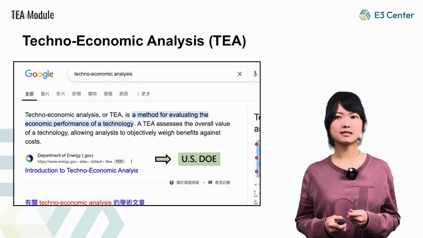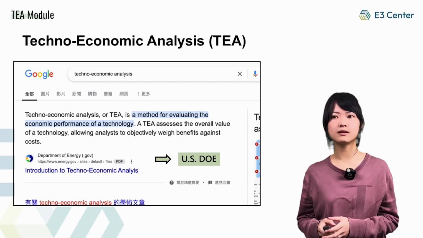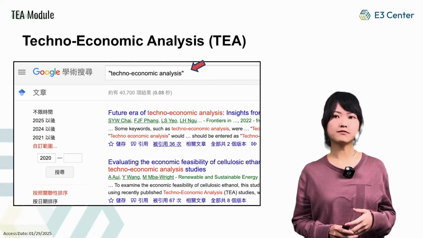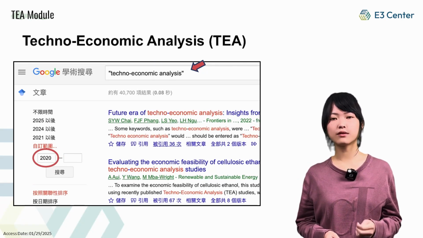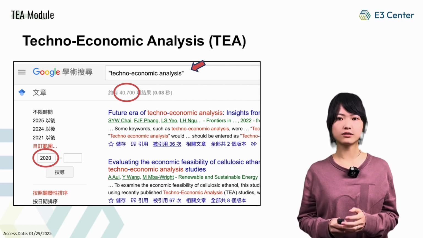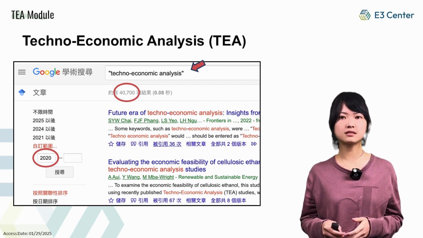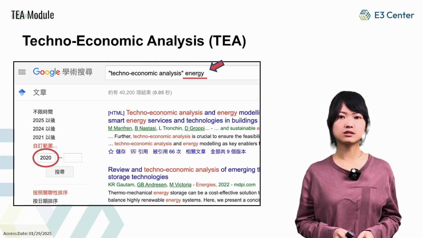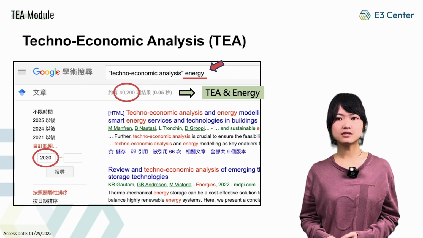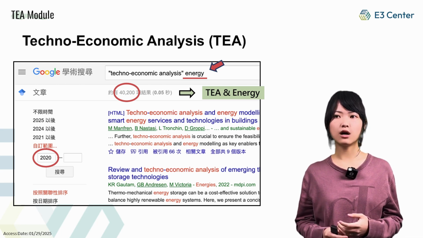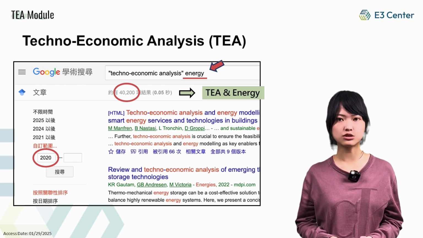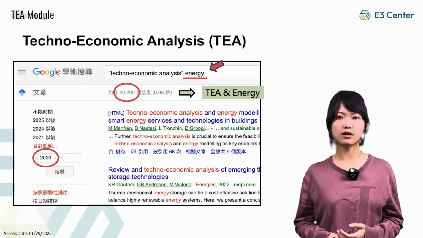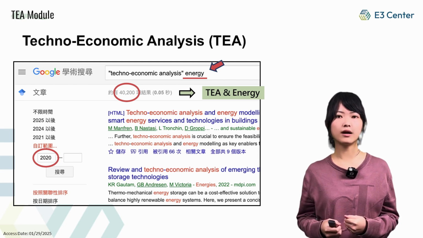Let's consider the extensive body of academic work available nowadays. If we search for TEA on Google Scholar, starting from the year 2020, we find 40,700 academic articles. But when we narrow this search down by adding energy to TEA, the number only slightly decreases to 40,200. This shows us that nearly 99% of all techno-economic analysis research is about energy topics. This signifies the critical role that the TEA plays in our energy transformation.